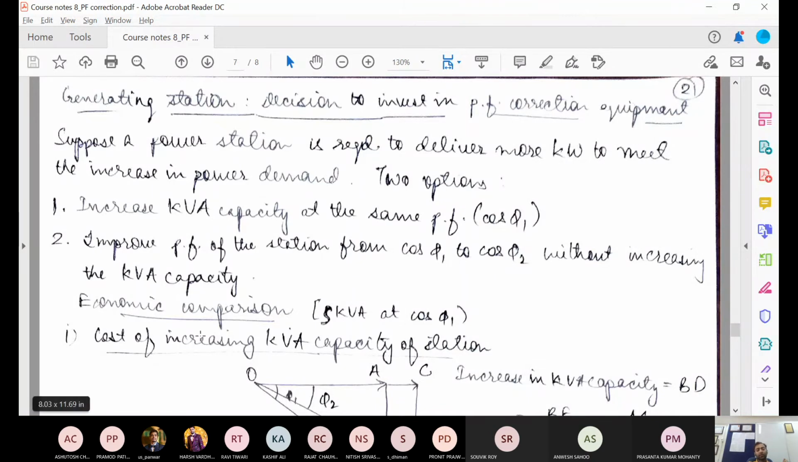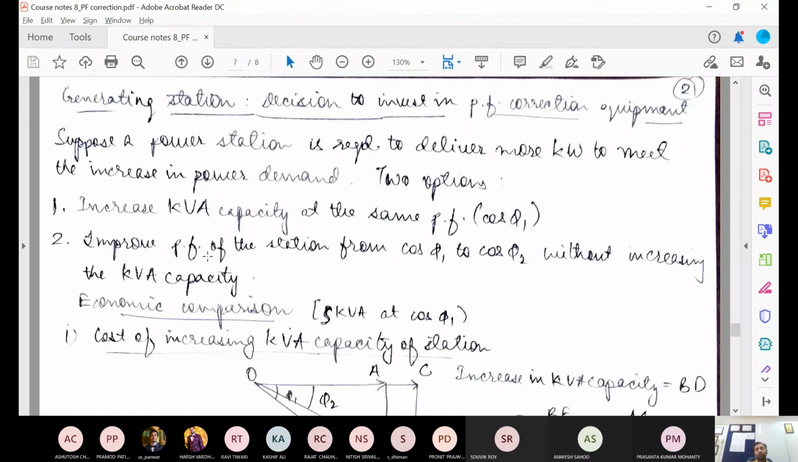So again, there are two options. One is that you increase the kVA capacity of the generating station at the same power factor. The initial power factor, let's say, is cos phi 1, and you let it be at that value and increase the overall kVA rating of your generating station. But as you can understand, that would be a major investment, because the generator, the transformer, the turbine, everything is rated for a particular kVA output. So that would be really a major investment.